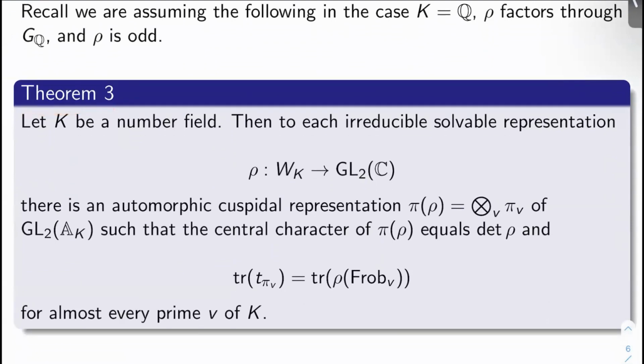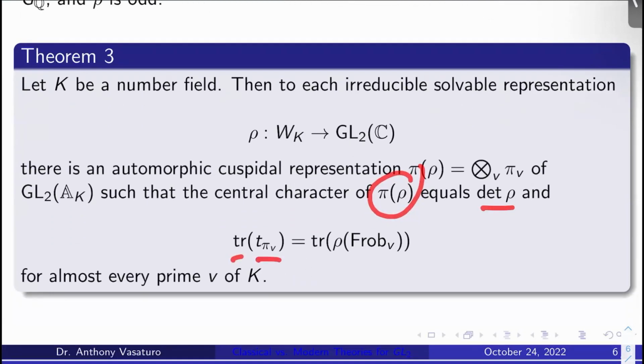Theorem 3, I've already stated this in a previous video. Let K be a number field. To each irreducible solvable representation ρ from the Weil group of K to GL2(C), which I still haven't defined Weil groups yet, there is an automorphic cuspidal representation π(ρ) = ⊗_v π_v, where v are the various places of K, of GL2(A_K), the adeles of K, such that the central character, which I've now defined, of π(ρ) equals det ρ, and the trace of the local Langlands class at v equals the trace of ρ of Frobenius at v for almost every prime v of K. This is a theorem we've been assuming throughout all of this.